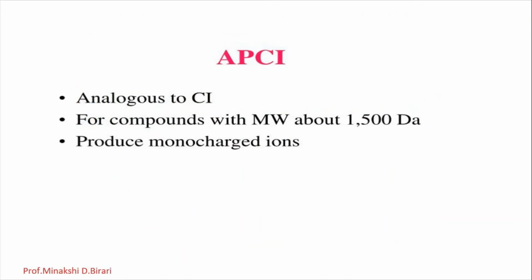So APCI is analogous to CI, and it will be used for compounds with molecular weight about 1500 Dalton or less than 1500 Dalton. APCI is generally used to analyze polar thermostable substances with molecular weight less than 1500 Dalton, and it also produces monocharged ions. Mostly when the solvent ionizes, it leads to the formation of positive ions, and if the analyte ionizes, that will lead to the formation of negative ions.